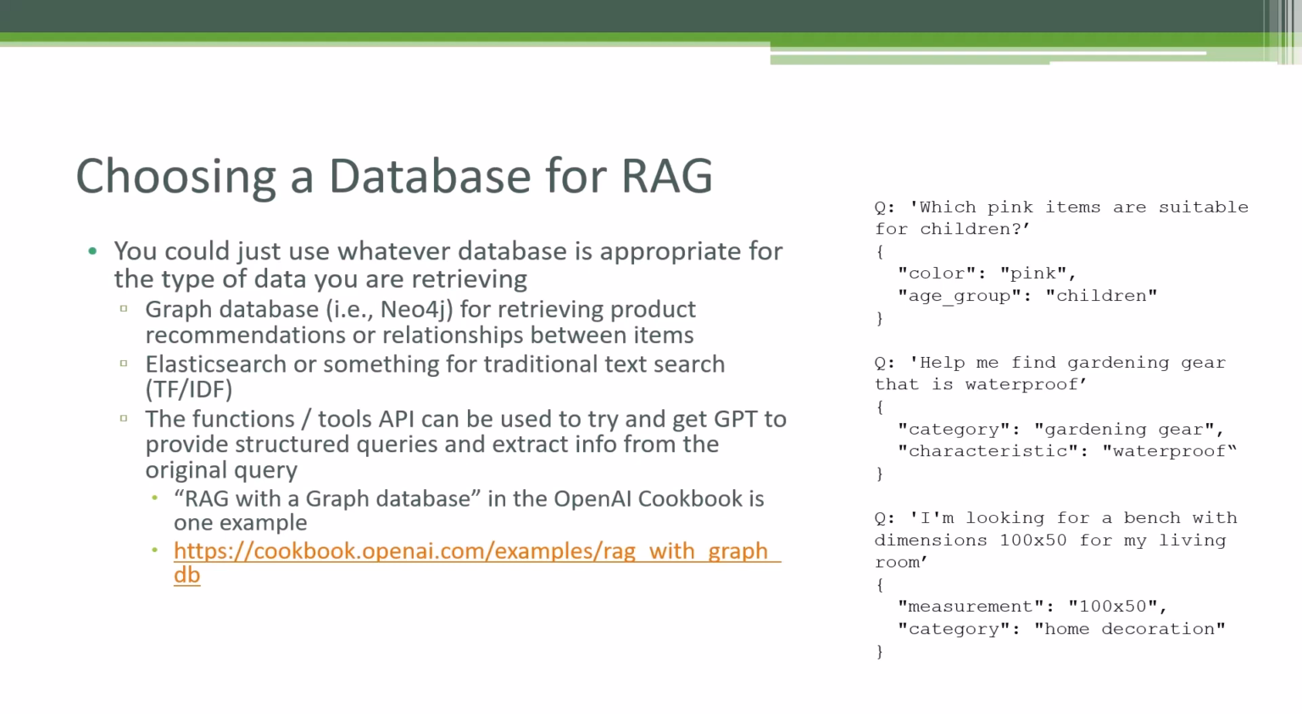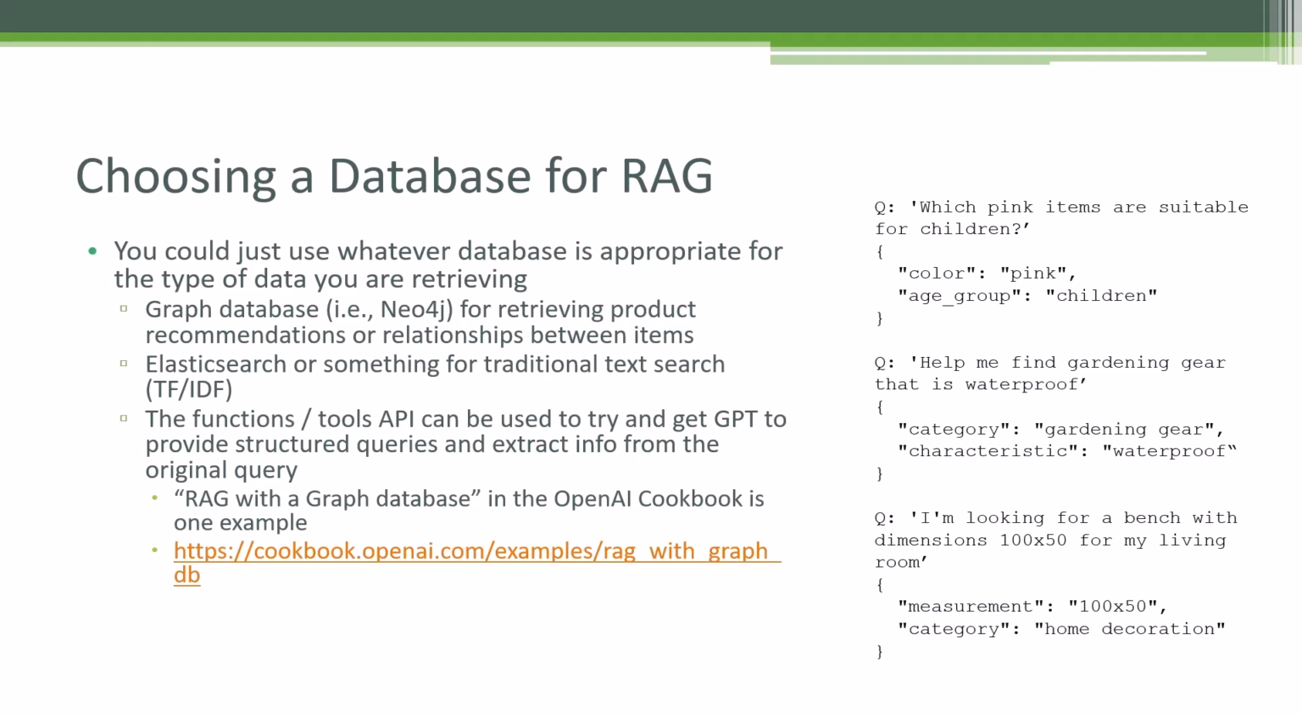Or if you're just doing traditional text search, you can just use something like Elasticsearch that will give you back relevant text matches based on whatever you're searching for, just using TF-IDF, term frequency and inverse document frequency. We talked about that earlier in the course, or anything along those lines. You can also often manipulate these search engines into being something else, but I'll talk about that in a bit.